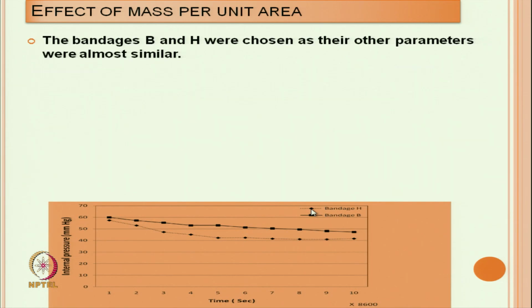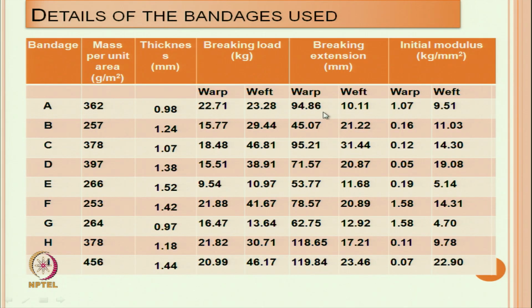Now, if we see here, the warpwise extensibility in bandage C is higher, but bandage H warpwise extension is much higher than bandage C. It is 95.21% and here it is 118.65%. Warpwise extension is higher, although the weft-wise extension in bandage C is higher than bandage H. While wrapping, the extensibility in warp is important, not in weft.